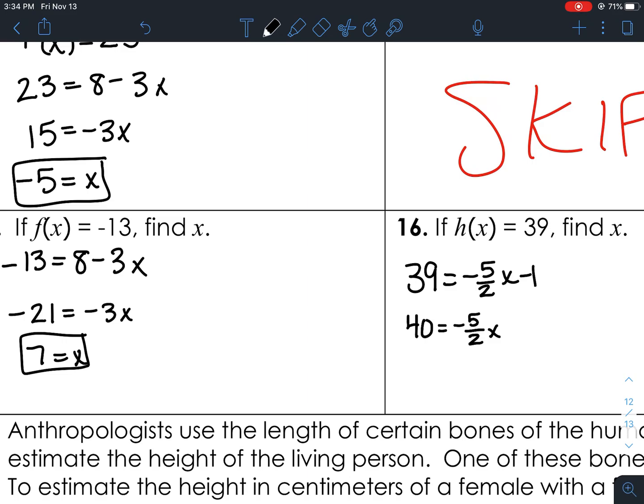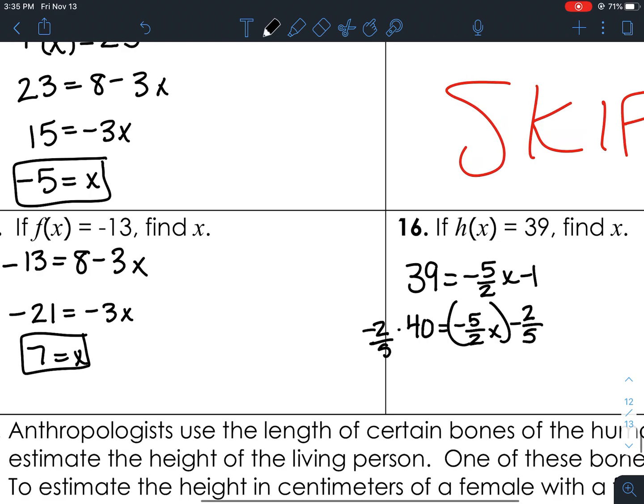Remember, when we have fractions, we're going to flip and multiply. So I'm going to multiply both sides by negative 2 over 5. So straight across, that gives me negative 80 divided by 5 gives me 16. So I have negative 16 equals x.